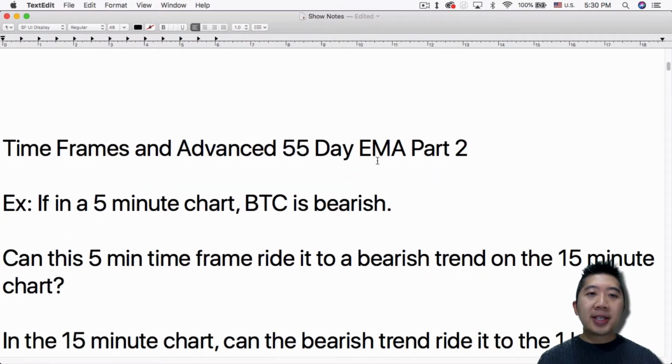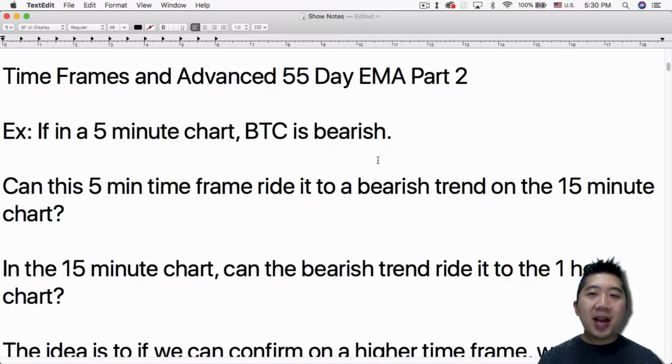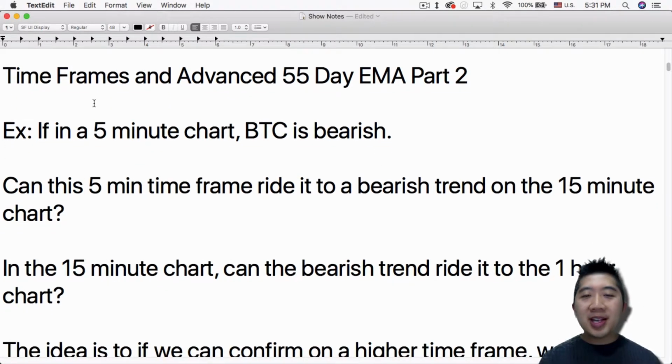So now lesson 16, time frames and advanced 55-day EMA part 2. So in this lesson, he's kind of going over again some of the things he covered previously, the advanced 55-day EMA strategy and the time frames. But the idea is, if in the 5-minute chart BTC is bearish, can this 5-minute time frame ride up to a bearish trend on a 15-minute chart?